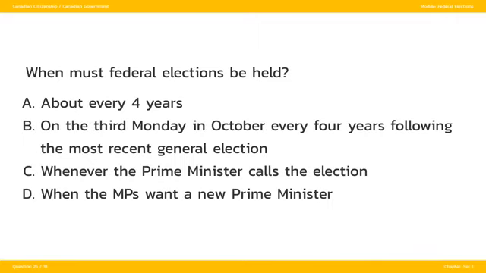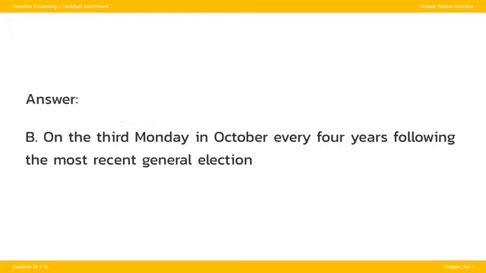When must federal elections be held? A. About every 4 years. B. On the third Monday in October every 4 years following the most recent general election. C. Whenever the Prime Minister calls the election. D. When the MPs want a new Prime Minister. The answer is B. On the third Monday in October every 4 years following the most recent general election.